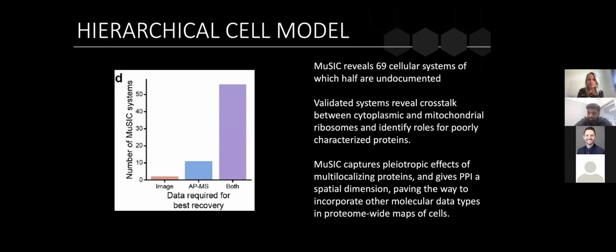If we try to build this map on images alone, we only get 2 or 3 systems. On PPI data alone, we only get 10, 11 systems. But when we integrate the data, that's when we get the 69 different systems. So the power really comes with this integration across scale.